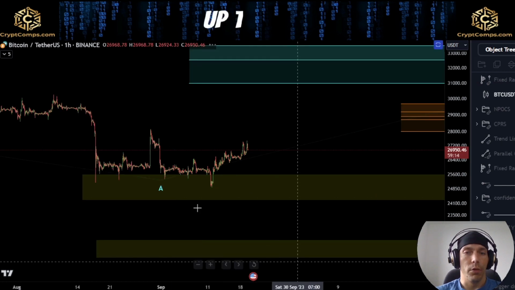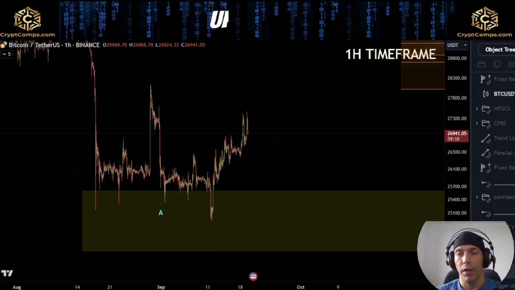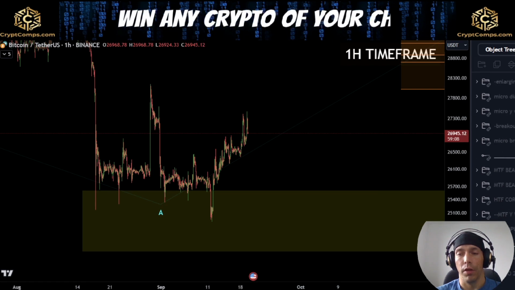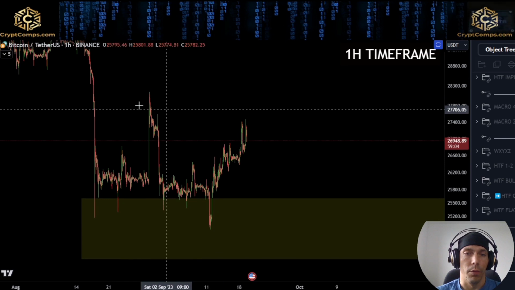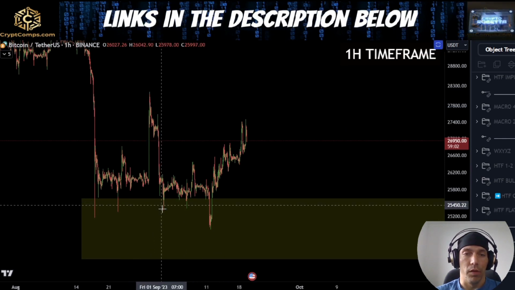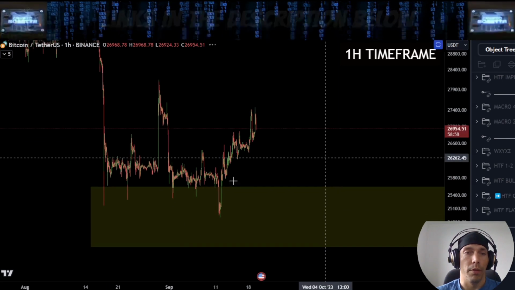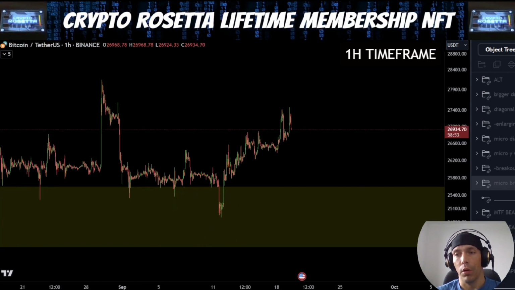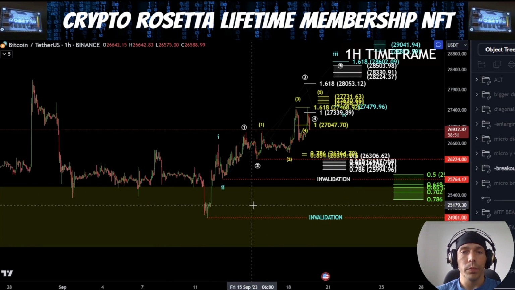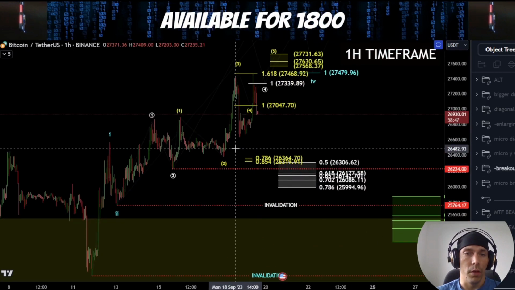Now we're going to dive into this lower degree counting. Like I said, until we take this high, we need to be very careful because we are looking for the potential here that we could see a turnaround and have this move starting to break down from this point in either the move as an A, B, and a C, in which case we got our targets, or that 1, 2, 3, 4, 5. Now within this move to the upside, we're also talking about the potential of a breakout. Now this is still viable at the moment because we are continuing to hold these previous lows.